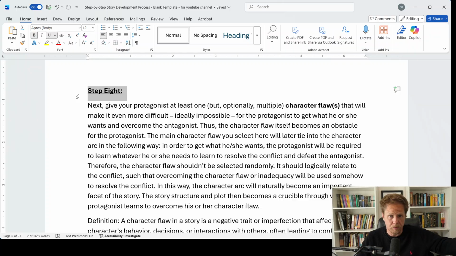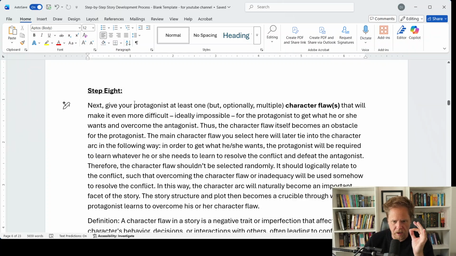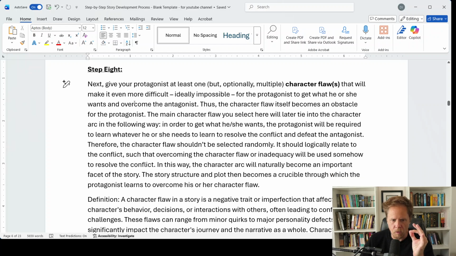By the way, we're writing this book together in real time, okay? So at the end of this series, I thought it'd be fun that I would maybe publish this book or maybe share a copy or something. So you guys can see this all working and coming together, right? But for now, what we're doing is we're defining the character flaw for our protagonist, okay?